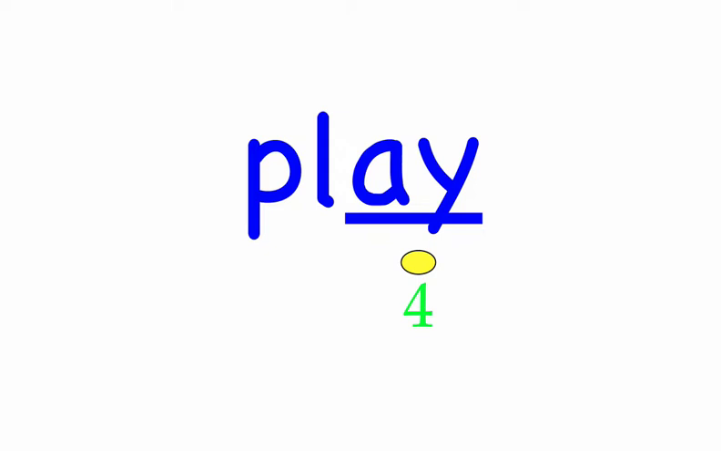Bay. The ship was sailing in the bay. Bay, 2 sounds: b, a. Now at this point, pause the video, mark the word, and once you've completed marking the word, advance the video to check your marking against the marking in the video.